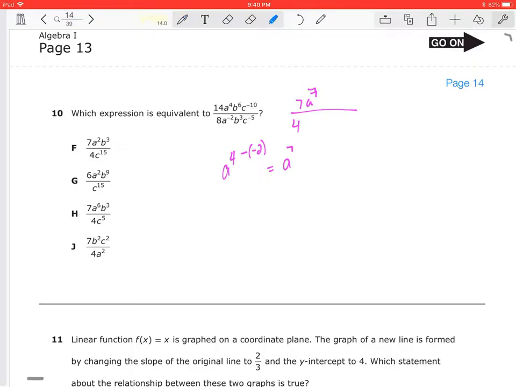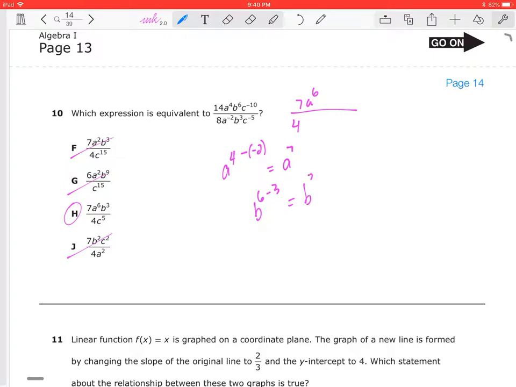Now let's look. Can I eliminate anything? Actually, that's 6, not 7. A is 6, so I can eliminate that, I can eliminate that, I can eliminate that. So my answer choice is H. I got the answer right away, but let's double check the rest of it.